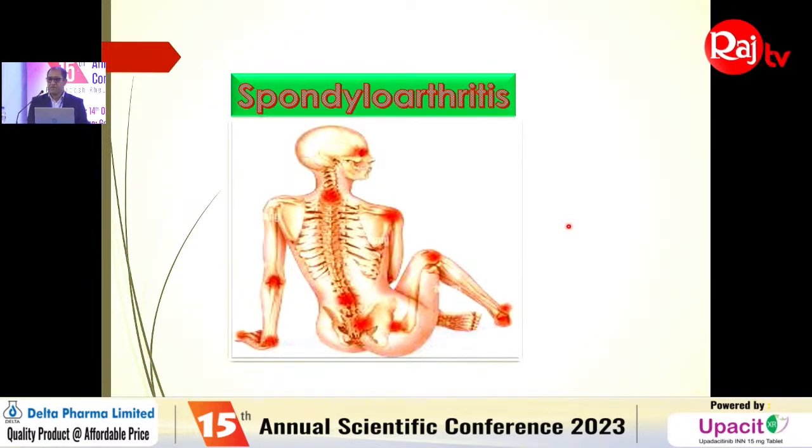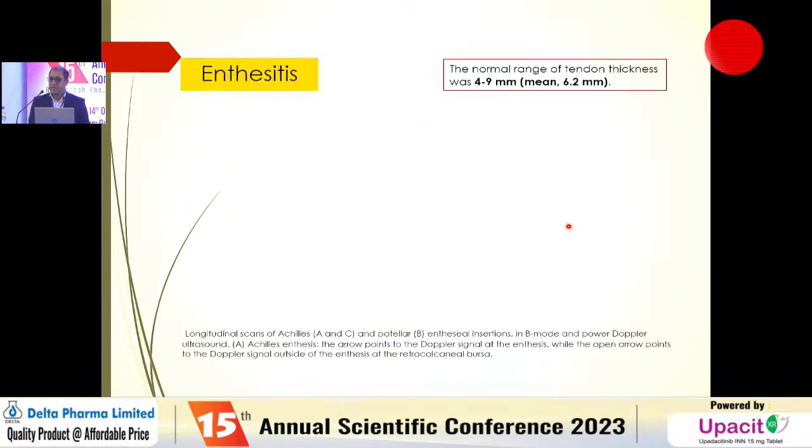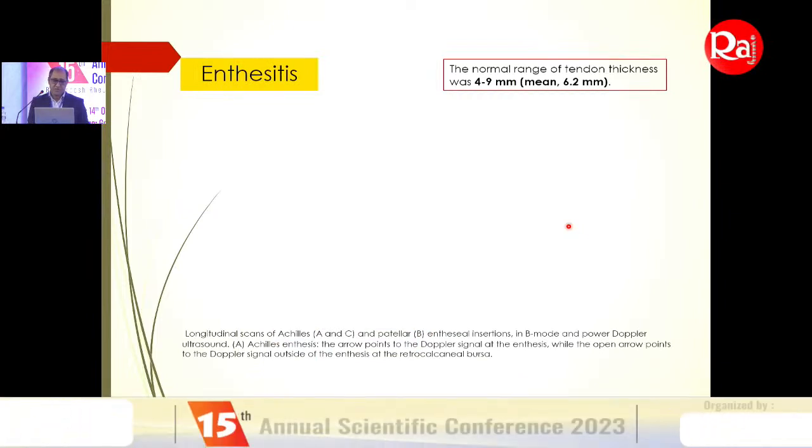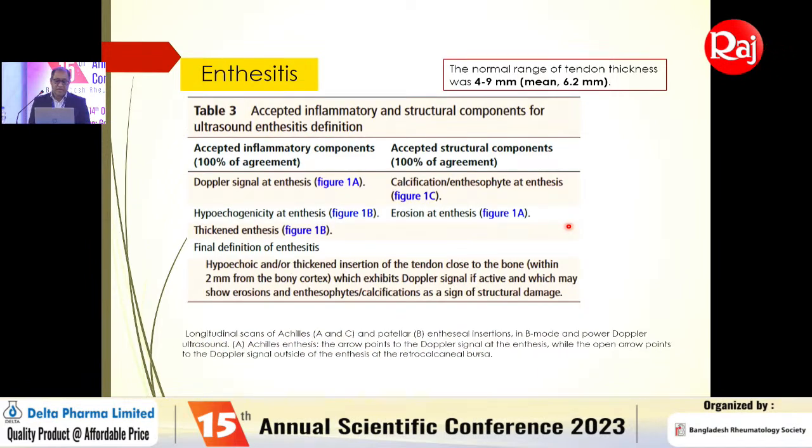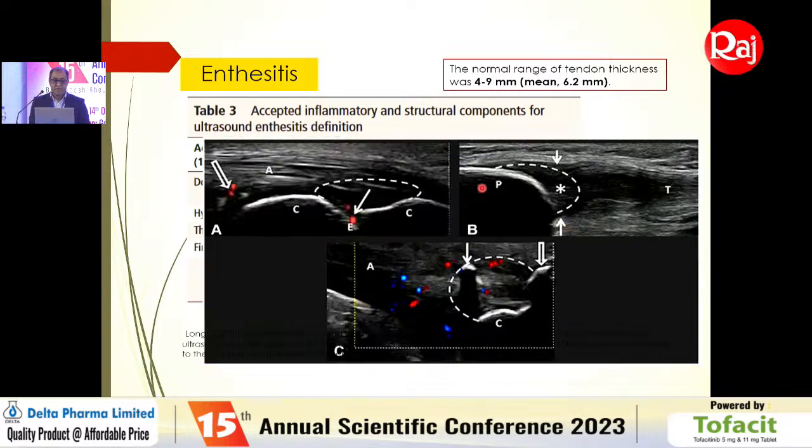In spondyloarthritis, musculoskeletal ultrasonography plays a great role because enthesitis is important in diagnosing spondyloarthritis. And by ultrasonography, power Doppler signal, hypoechogenicity, thickened enthesis, enthesophyte and erosion could be identified. Here is hypoechogenicity along with erosion in enthesis, and there is hypoechogenicity and also power Doppler signal, that is, inflammation is there.